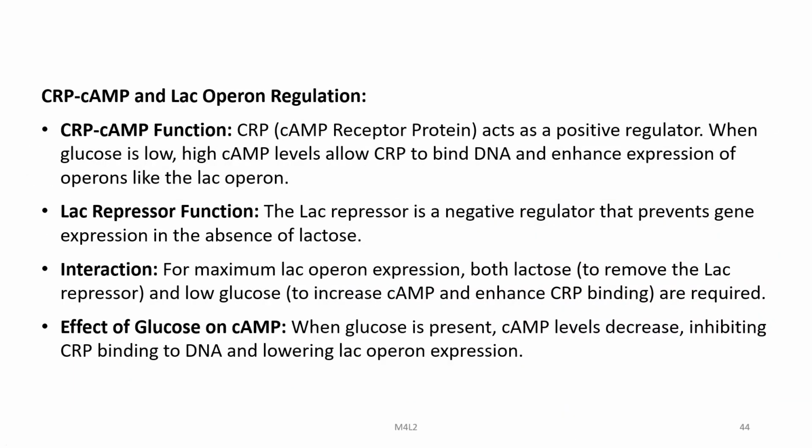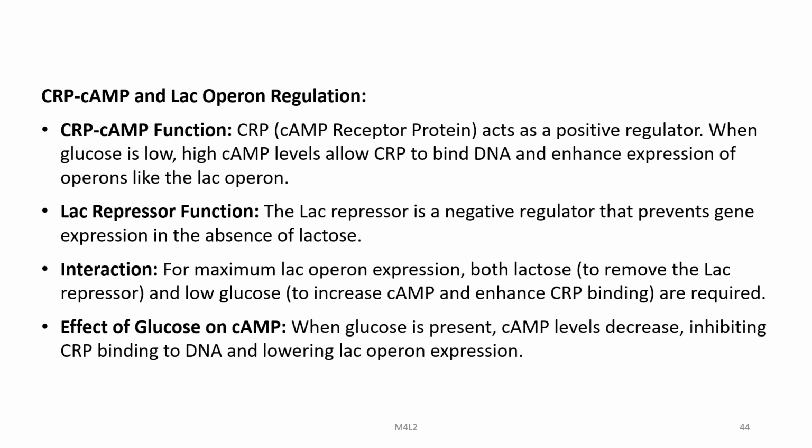CRP-cAMP and LAC operon regulation. CRP-cAMP function: CRP acts as a positive regulator when glucose is low. High cAMP levels allow CRP to bind DNA and enhance expression of operons like the LAC operon. LAC repressor function: the LAC repressor is a negative regulator that prevents gene expression in the absence of lactose. For maximum LAC operon expression, both lactose and low glucose are required.